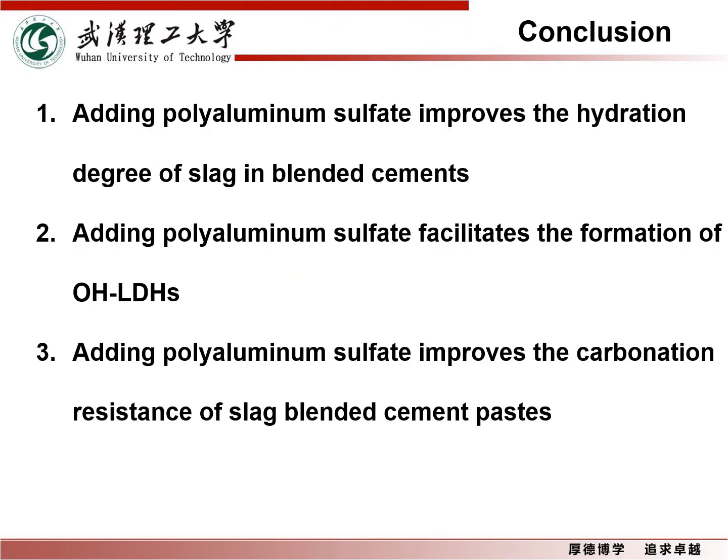Three conclusions are drawn from our work. Firstly, adding polyaluminum sulfate improves the hydration degree of slag in the blended paste. Secondly, adding polyaluminum sulfate facilitates the formation of OH-LDHs. Thirdly, adding polyaluminum sulfate improves the carbonation resistance of the slag blended cement pastes.